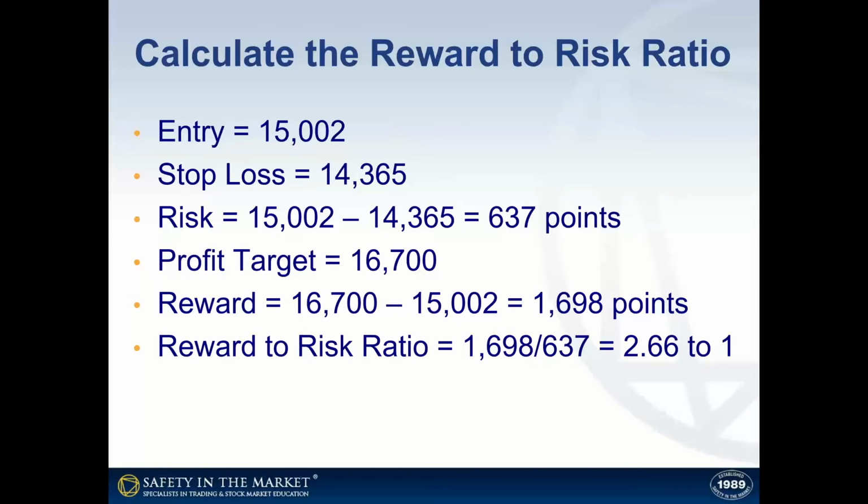So that gives us a reward to risk ratio of 1,698 divided by 637, or 2.66 to 1. And importantly, what that means is for every dollar you risk on the trade, if you're right, you will make $2.66 in profit. So if you build a position size and you're risking $50, we're going to make 2.66 times your $50. If you build a position size where you're risking $10,000, you're going to make $26,600, etc.